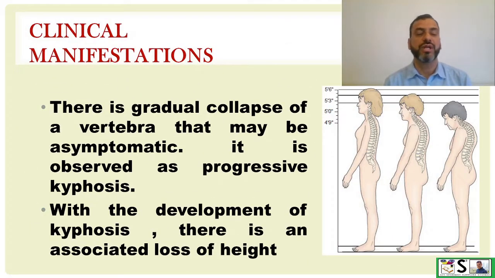There is gradual collapse of vertebrae and that may be asymptomatic, but there is progressive kyphosis like this. Kyphosis occur in the back, and due to this compression of the vertebra, there is associated loss of height. Means height is also reduced. So we can understand that there may be osteoporosis.